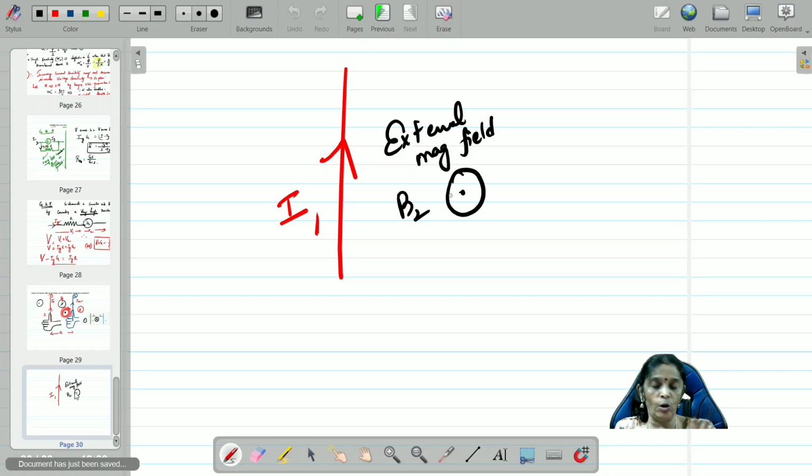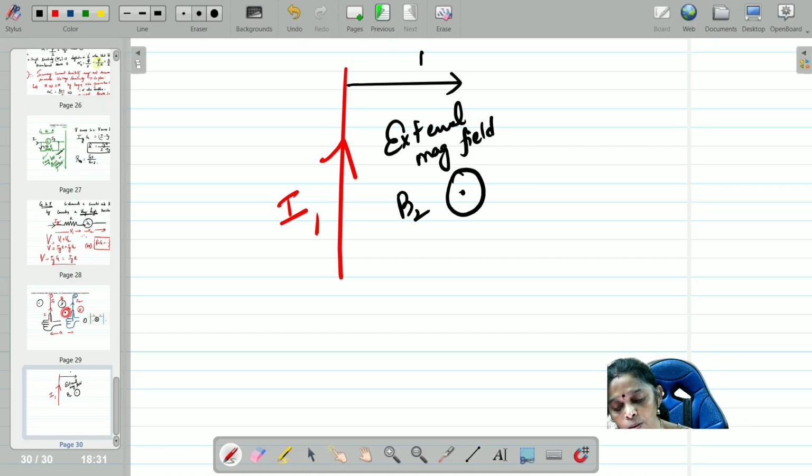Use the right palm rule and find out. Current, magnetic field, force. Where is the current flowing? Current is flowing upwards. Where is the magnetic field? Outwards, outside. Where is the force? Towards right. So towards right is the force. So force on the first wire due to magnetic field of the second wire. Do you understand? Now check.